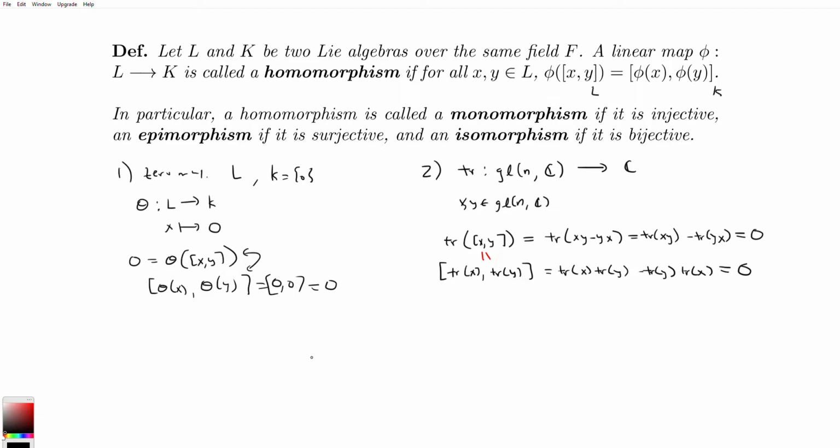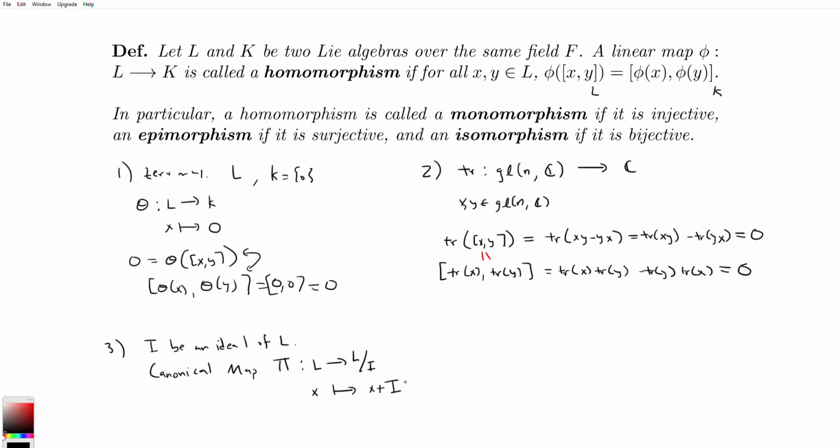Okay, now the third example I'm going to talk about is: let I be an ideal of L. Then we have something called the canonical map, and we'll almost always denote the canonical map with the letter pi. And the pi map is going to go from L into the quotient algebra we defined last time. What it's going to do is send a vector x to the coset x plus I.